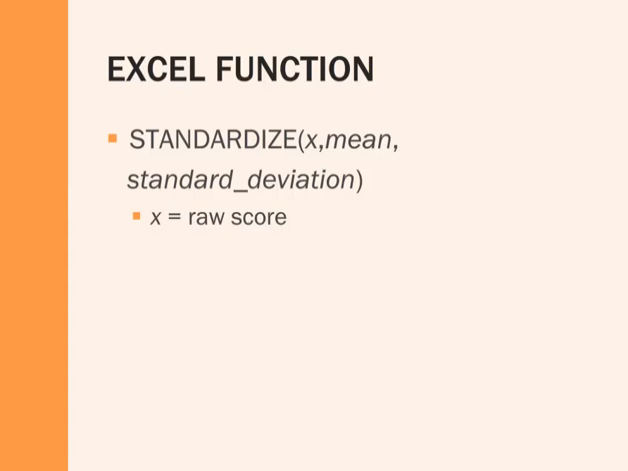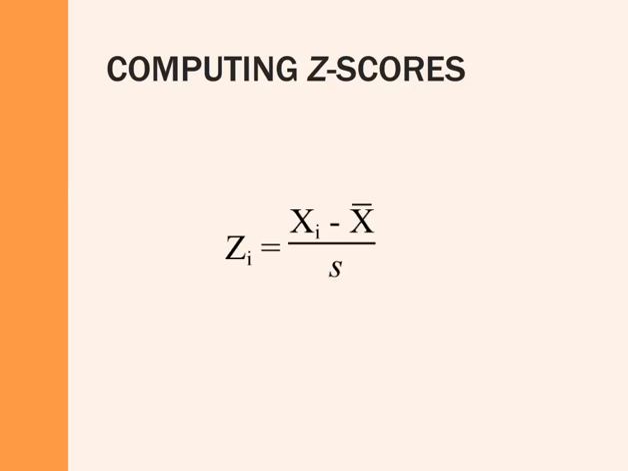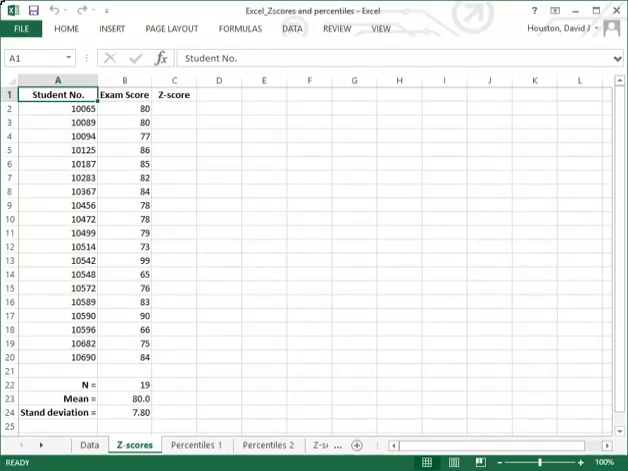Now, if you wanted to, you could even make the z-score formula here even more general. Let's assume that we had not actually computed the mean and standard deviation beforehand, and so instead I can use the standardized function, but embed in that the average and standard deviation. What I'm going to do now is go up under the first student and demonstrate how to use the standardized function in Excel for computing z-scores.